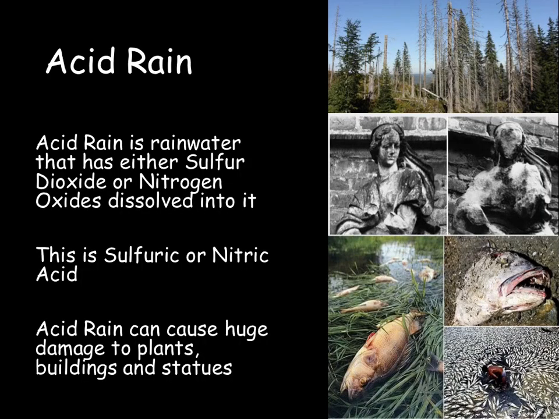Acid rain is rainwater that has either sulfur dioxide or nitrogen oxides dissolved into it. This is either known as sulfuric or nitric acid, dependent on which one is dissolved. Acid rain can cause huge damage to plants, buildings, and statues. It can also cause huge amounts of devastation to lakes, and as we can see, can strip entire forests.